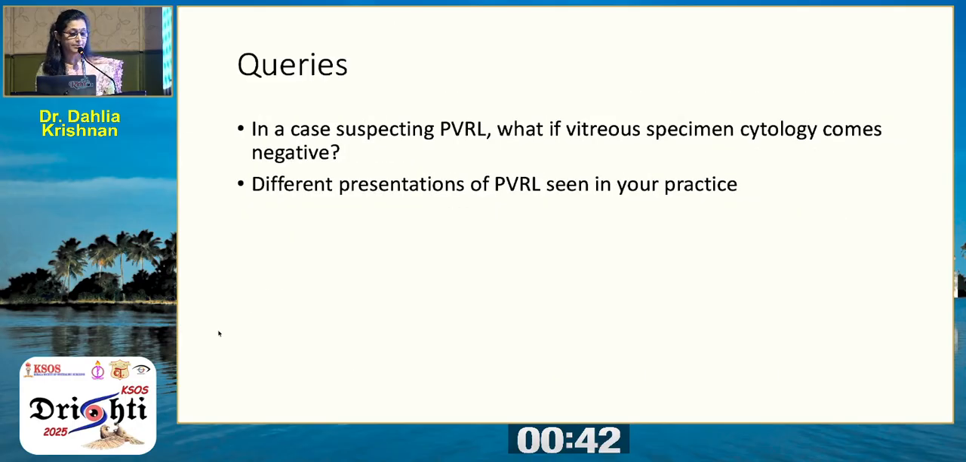So my query to Madam is, in this particular case, the second case, the vitreous sample was actually sent to 2 places. In one of the labs, it came negative, and from the other lab, it came positive. So in such cases, when you're suspecting PVRL clinically, if the vitreous specimen cytology comes negative, what should be the next step?